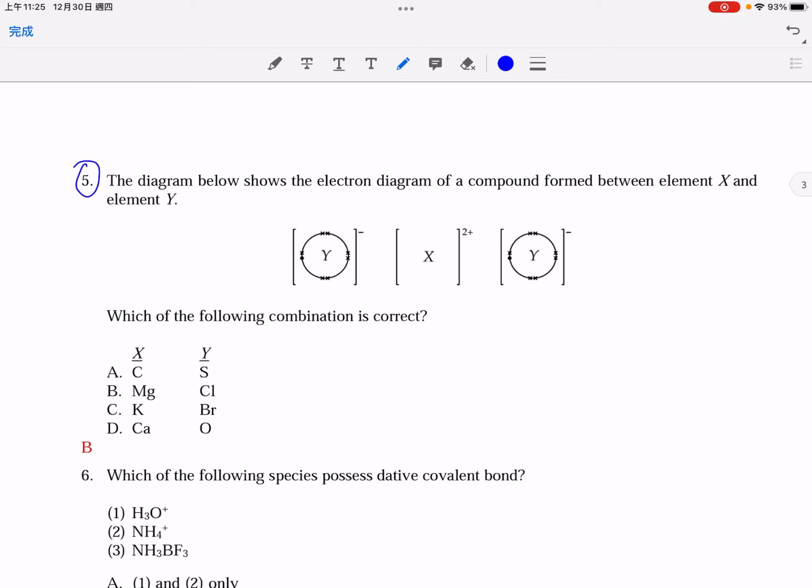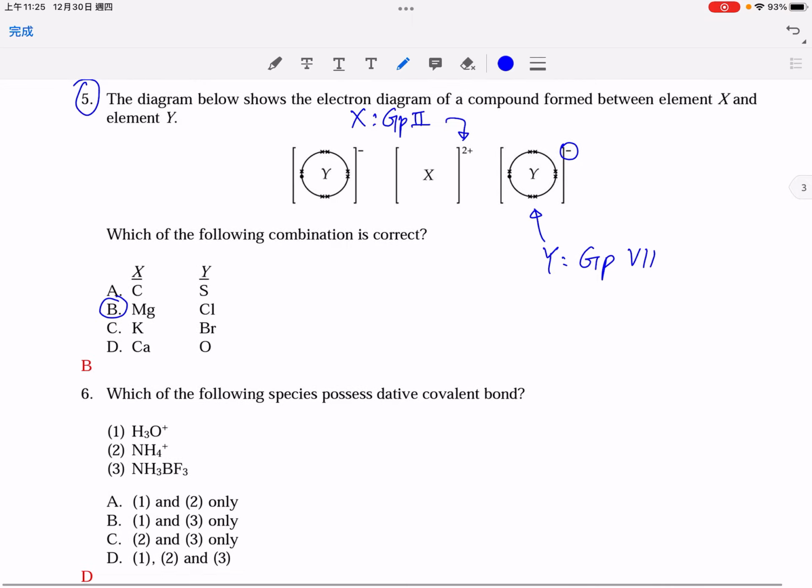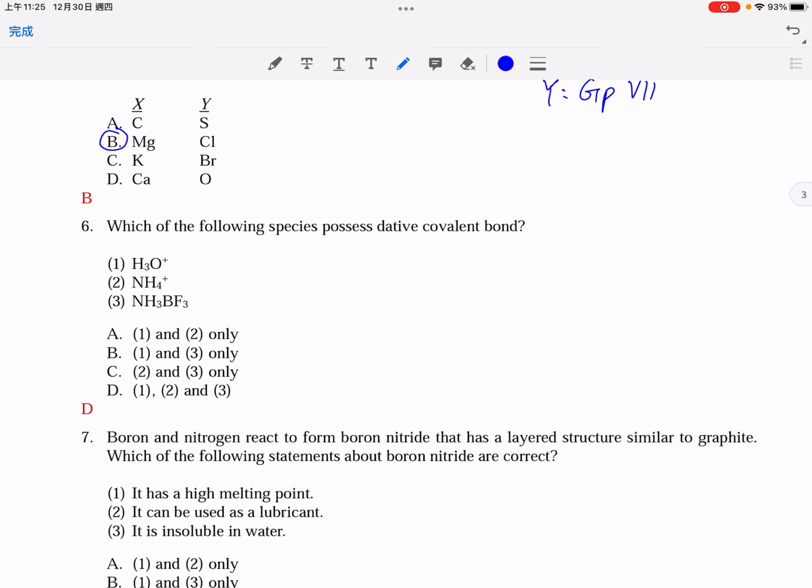From the electron diagram and the charge of the ions, it is obvious that X is a group 2 element, while Y is a group 7 element. Therefore, it is obvious that the answer is B. Question number 6. Dative covalent bond.